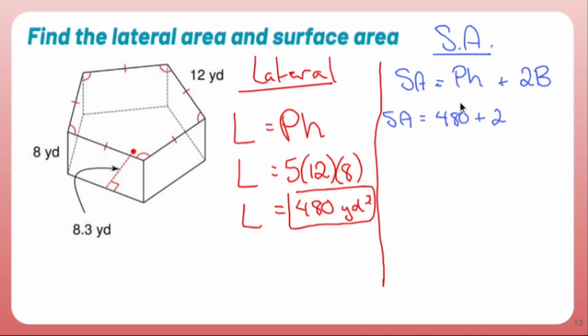Now, this is a regular polygon. A regular polygon's area is found by doing 1/2, so times 1/2, that makes life easy, times the apothem. And if you're like, apothem?